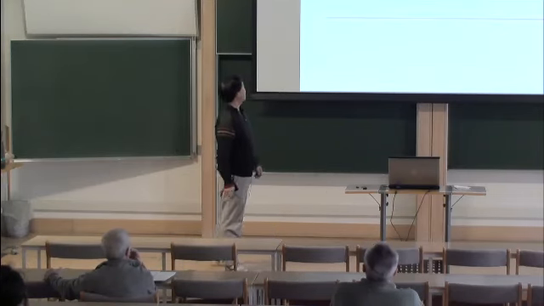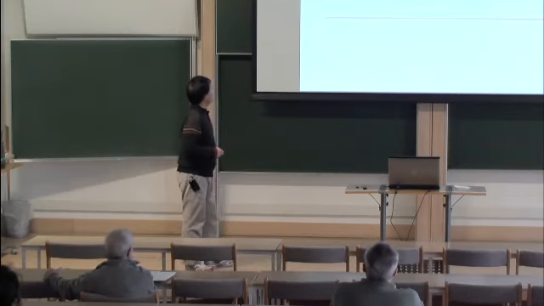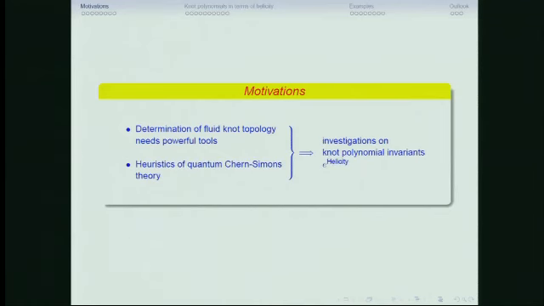Okay, motivations. We have two motivations. First is the need of powerful tools to determine the topology of fluid knots. The second one is heuristics of quantum field theory. These two just lead us to the investigation of these polynomials.